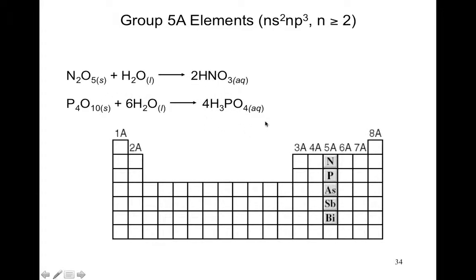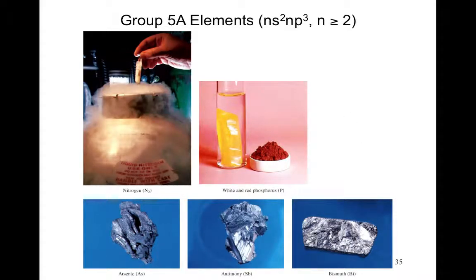And maybe I shouldn't say that's that cool, because the nitrogen oxides actually cause acid rain. So let's pick a word other than cool. Interesting. It's kind of interesting. Here's some pictures of them. Liquid nitrogen, you can use that to keep things super, super cold. Phosphorus, both white phosphorus, which looks a little more yellow to me, and then red phosphorus. Arsenic, what that looks like. Antimony, super shiny. And bismuth.